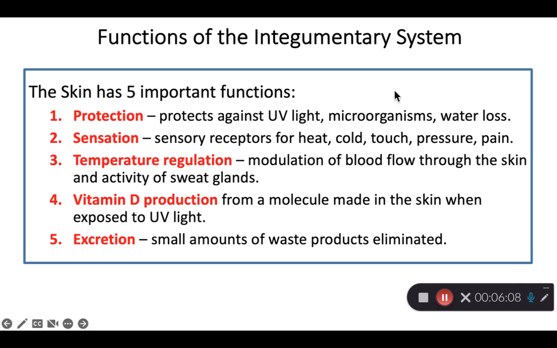Microorganisms in the environment. Very few of them can penetrate through intact skin. So intact skin is one of our most important barriers against infectious organisms. And then it also prevents water loss, but also water gain. We don't want to lose water through our skin and become severely dehydrated. We also don't want to gain water.